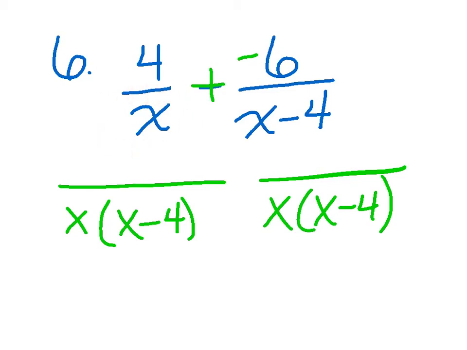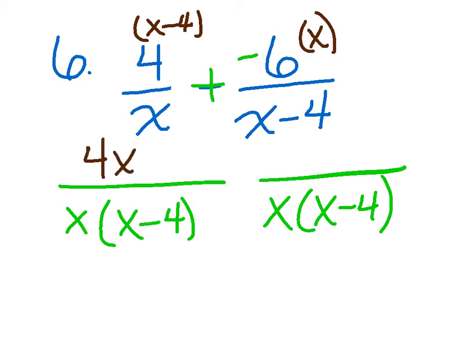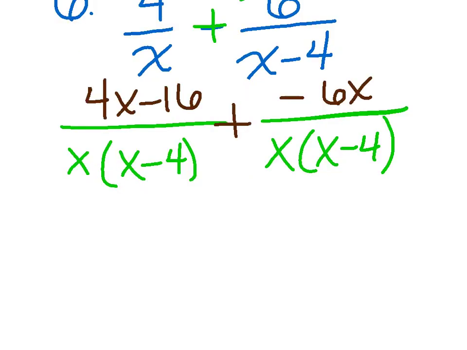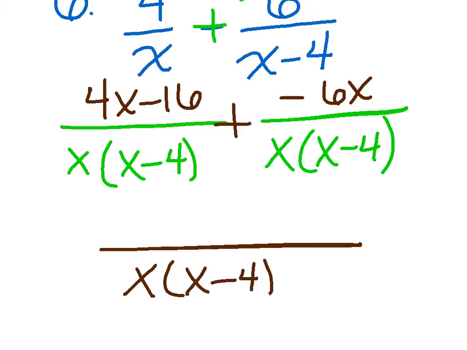This fraction has the x, it needs the x minus 4. This fraction has the x minus 4, it needs the x. So I have 4x minus 16, this is a plus now, negative 6x. Last step, keep the common denominator, and I'm going to add any like terms on top. 4x, negative 6x makes negative 2x minus 16.